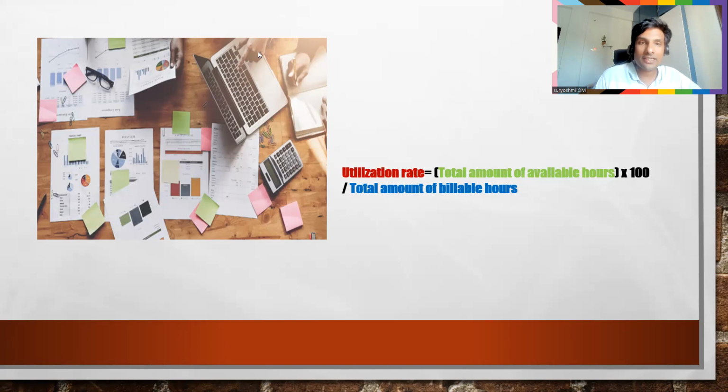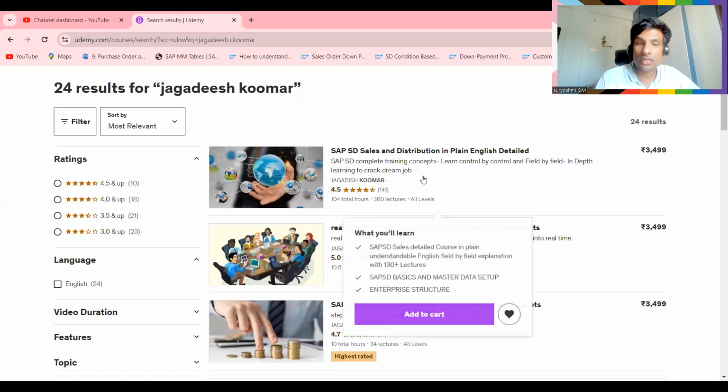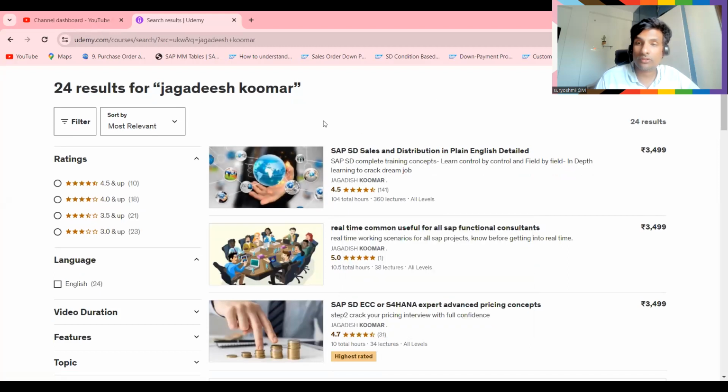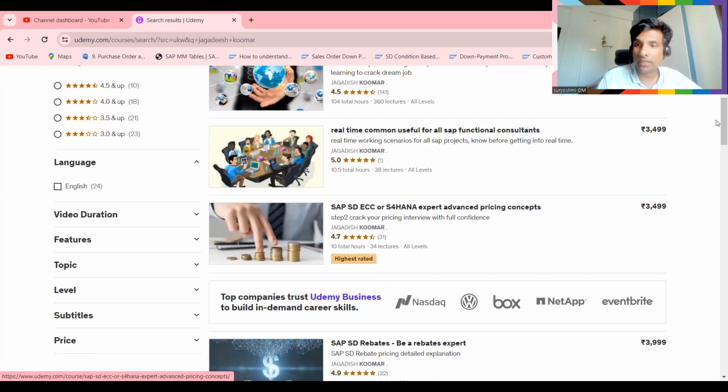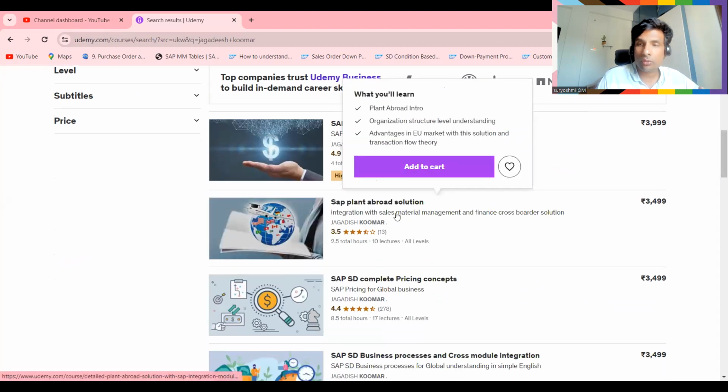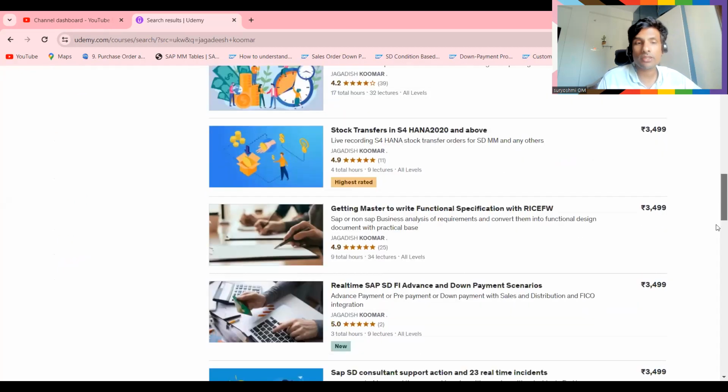Okay, let's try to calculate this with a simple example. Before that, I'll show you all these different courses. My SD course is 104 hours. I'm going to update whatever I know, keeping the maximum knowledge from my experience on this course. This is from the ECC side. In a similar way, we would like to know support issues. I have taken around 18 to 20 support issues and explained the support process. And this is for S4 HANA pricing. I have different courses. If you really want, you can subscribe and utilize them.